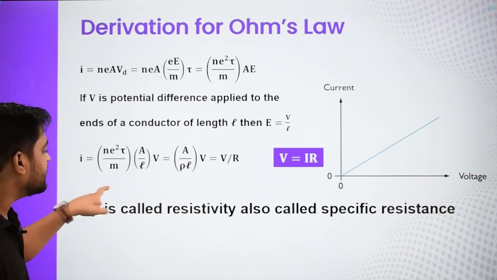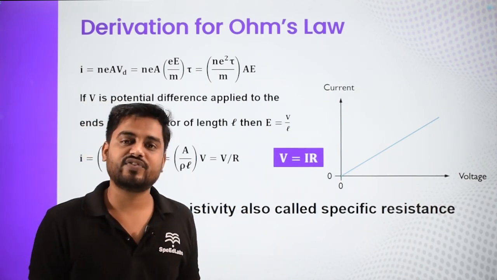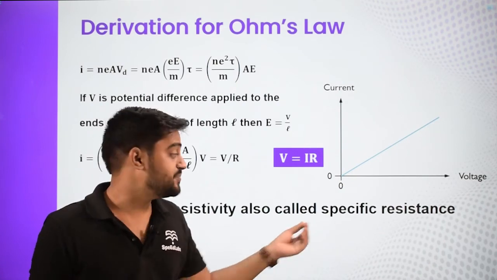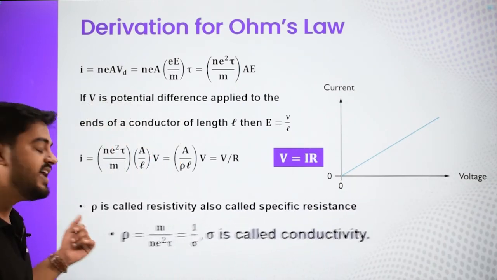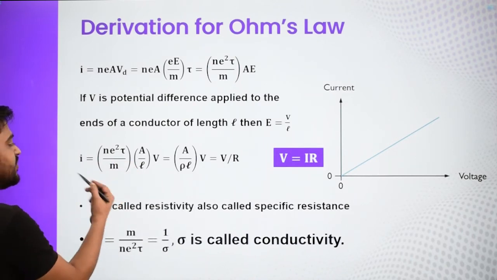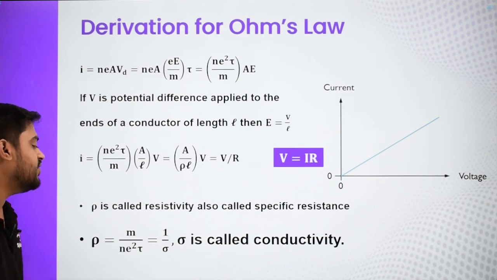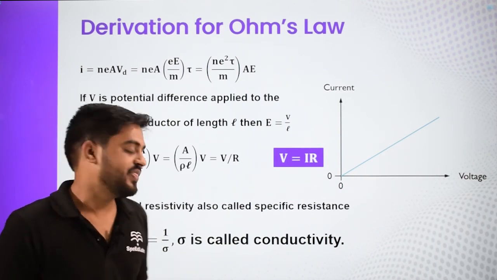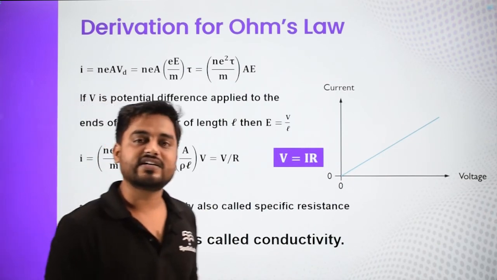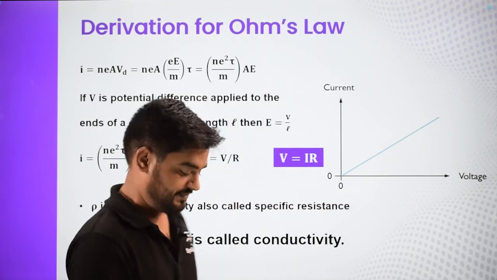This entire constant we have defined as 1 by rho. So rho is called the resistivity of the conductor, or specific resistance. It again depends on the nature of the conductor. And what is the expression for rho? This is 1 by rho, so rho is m divided by n e square tau. And it is also written as 1 by sigma. What is sigma? Sigma is called conductivity. So conductivity and resistivity are reciprocal of each other.